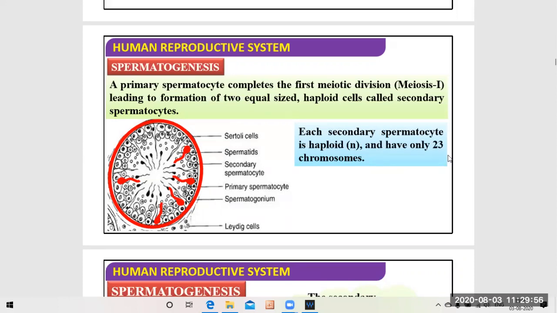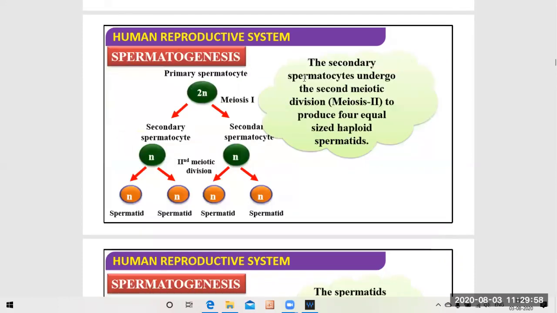Next, the secondary spermatocytes undergo the second meiotic division, meiosis II, to produce 4 equal sized haploid spermatids. Generally, in mitosis there is formation of only two daughter cells. But in meiosis there is formation of 4, though not in one sequence. It is taken in two parts: in meiosis I, the product is two daughter cells, and in meiosis II, the product is again two daughter cells. So the total number of cells formed in meiosis is 4 daughter cells.